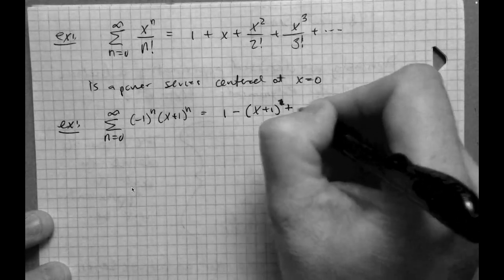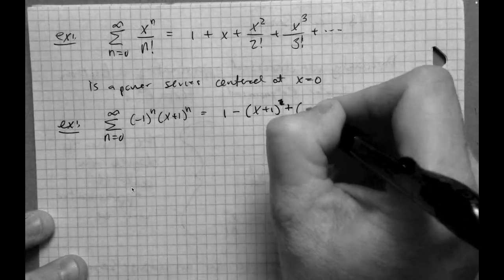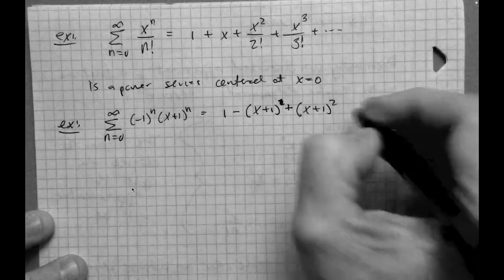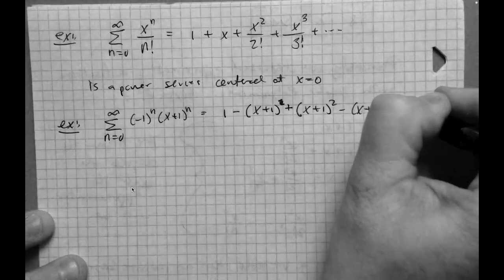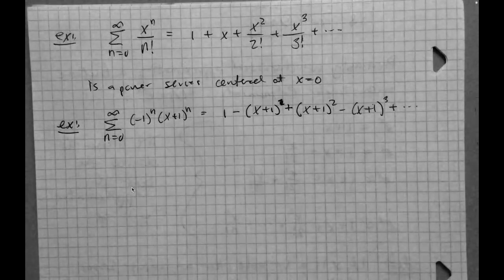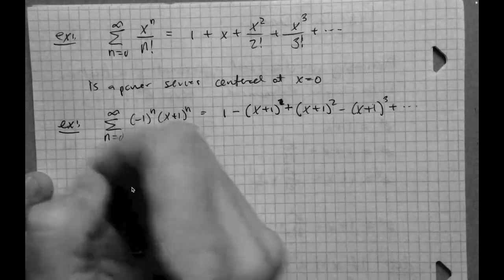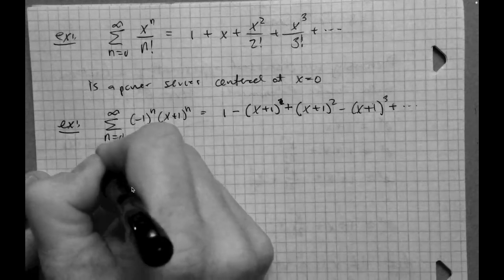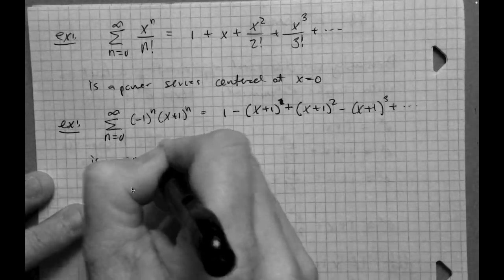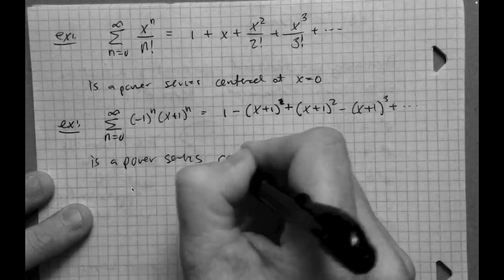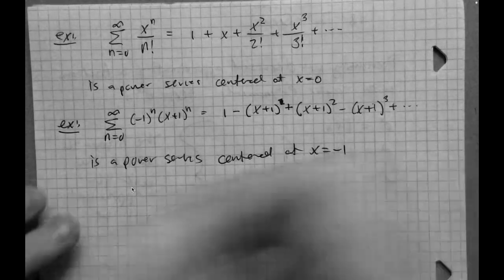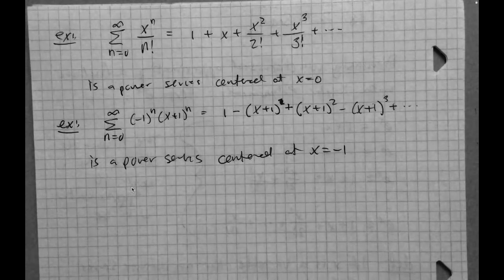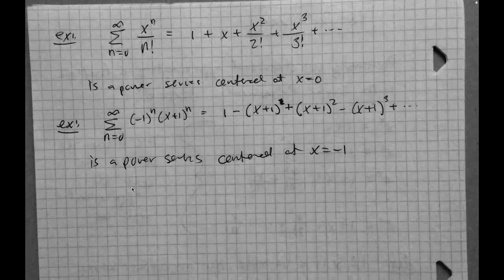And so this one looks like 1 minus x plus 1, that's the first power, plus x plus 1 squared minus x plus 1 to the third power plus dot dot dot, right? It goes on forever. And so what is this power series centered on? This is a power series centered at x equals -1. Okay, very good.